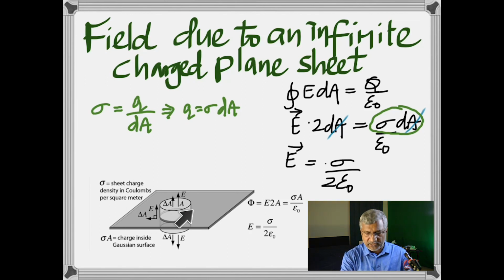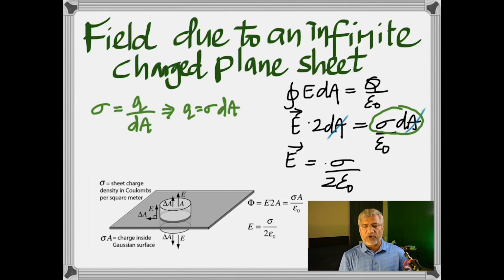So that means if the total charge is Q here, and we know the total area is dA, sigma is Q by dA, which means Q is sigma times dA. I know I didn't write it, but I think you can understand. Sigma is Q by dA, so Q is sigma times dA. And now the dA's get cancelled, and you get E is equal to sigma by, this 2 swings to the denominator, so you get sigma by 2 epsilon naught.